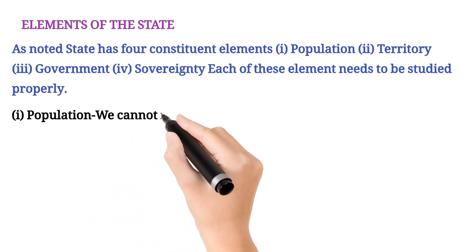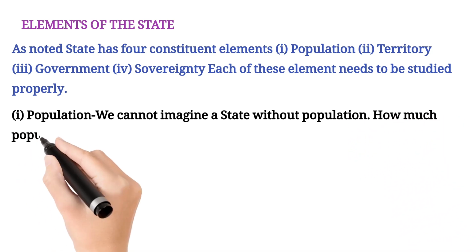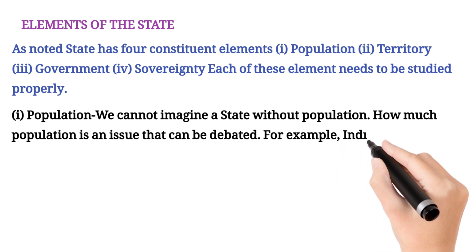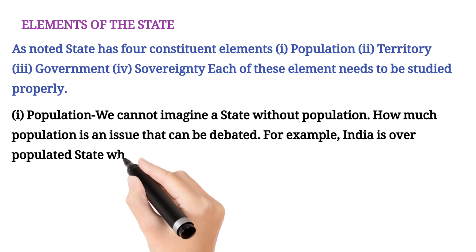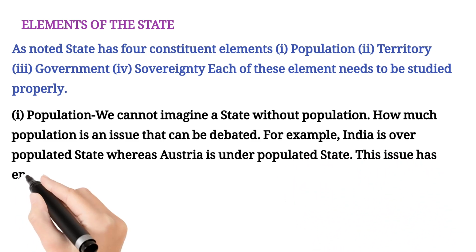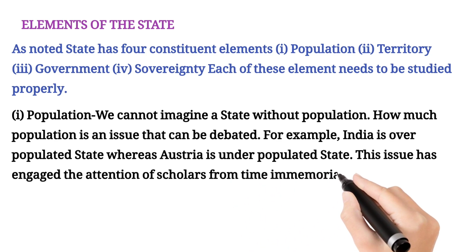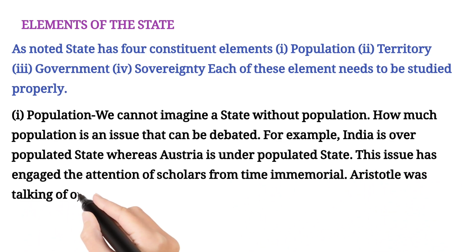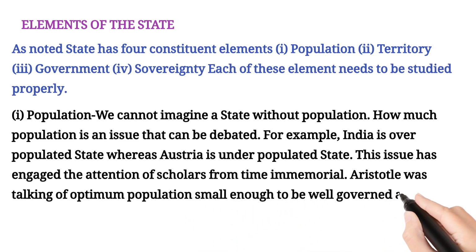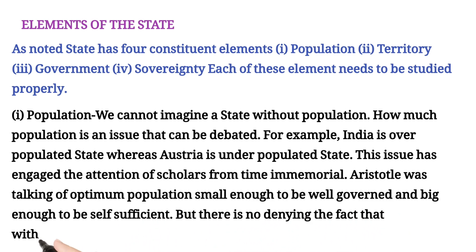1. Population. We cannot imagine a state without population. How much population is an issue that can be debated. For example, India is overpopulated state whereas Austria is underpopulated state. This issue has engaged the attention of scholars from time immemorial. Aristotle was talking of optimum population, small enough to be well governed and big enough to be self-sufficient. But there is no denying the fact that without population, there is no state.